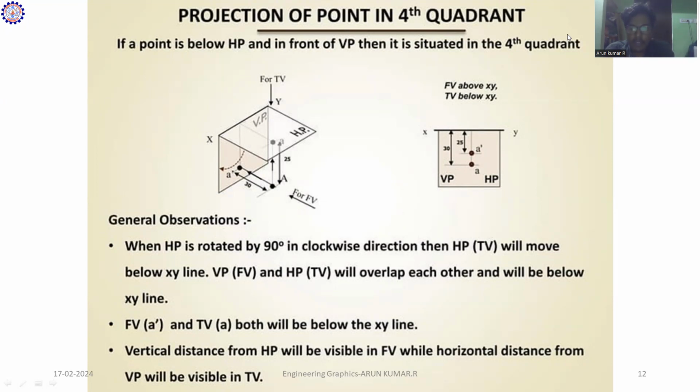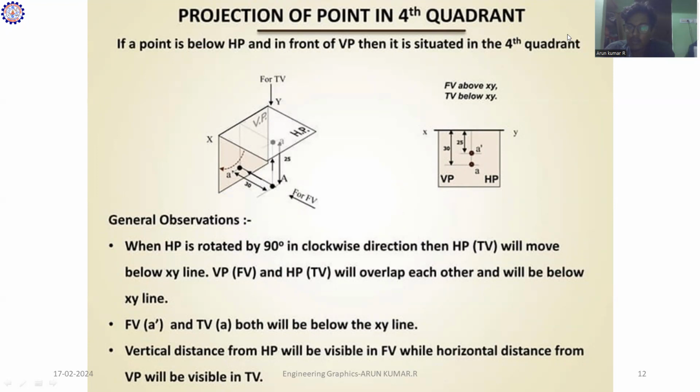First of all, we discuss the pictorial diagram, then move to the orthographic view of the given problem. From the pictorial diagram, the point A is located below HP and in front of VP, with certain dimension values. Let's consider 25 and 30. The 25 I consider as below and 30 as in front. So point A is located 25 below HP and 30 in front of the vertical plane. This is the case we are discussing in the fourth quadrant.